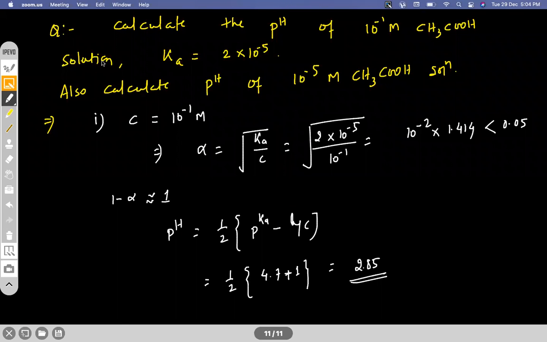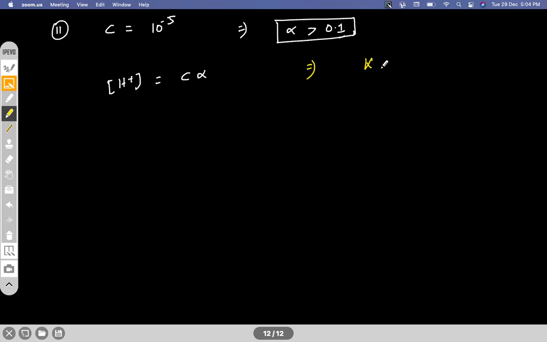Obviously, in the second one, the concentration is 10 to the power minus 5, so this and this will get cancelled. Alpha, we are getting more than 1. It means we cannot neglect alpha with respect to 1. Correct? So in the second case, concentration is 10 to the power minus 5, and hence alpha value is greater than 0.1 or 0.05. So H plus concentration here is C into alpha. We need to find out the value of alpha because concentration we know, 10 to the power minus 5. That formula we cannot use over here. Keep that in mind. So to find out alpha, Ka is equal to C alpha square by 1 minus alpha.